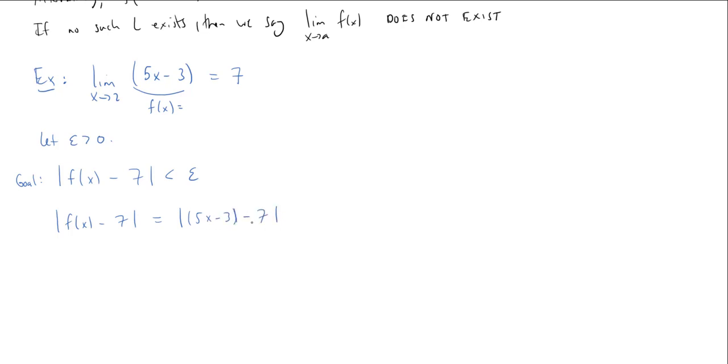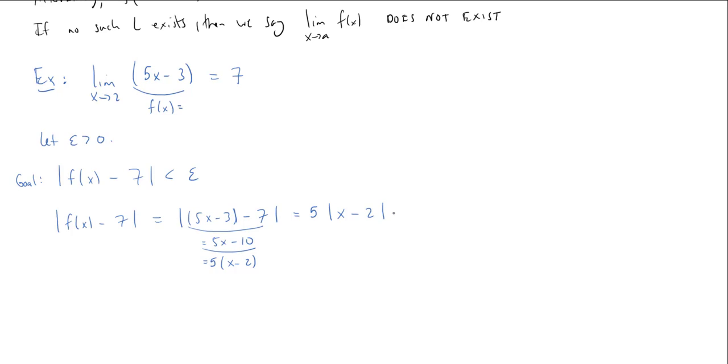And when I subtract 7 from that, I end up with 5x minus 10, which I immediately notice I can factor a 5 out of, and I get 5 times the quantity x minus 2. Okay, so I can take this absolute value and break it apart. The 5 is, of course, when you have absolute value, 5 is just 5. And then I'm left with the absolute value of x minus 2, or the distance between x and 2.